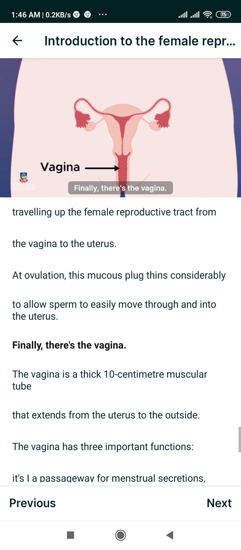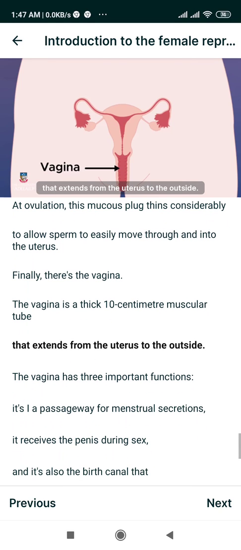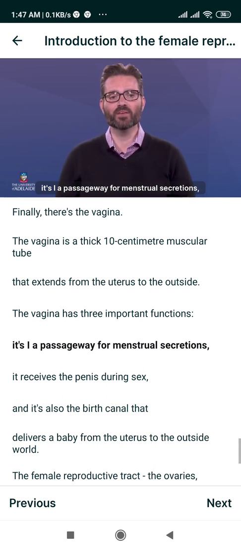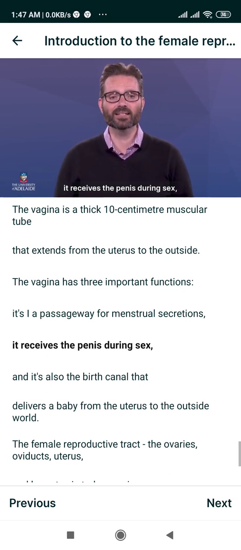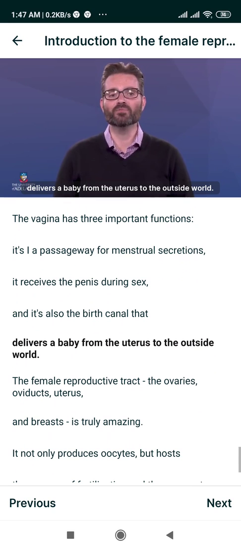Finally, there's the vagina. The vagina is a thick, 10 centimetre muscular tube that extends from the uterus to the outside. The vagina has 3 important functions. It's a passageway for menstrual secretions, it receives the penis during sex, and it's also the birth canal that delivers a baby from the uterus to the outside world.